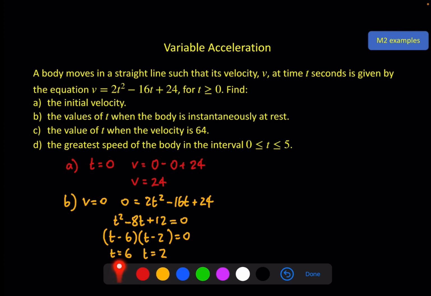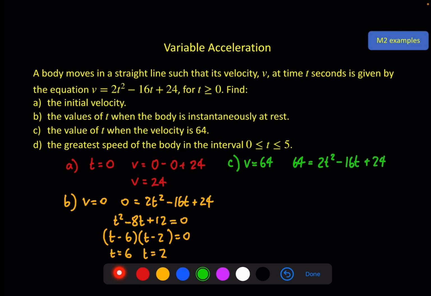Part C, find the value of t when the velocity is 64. Very similar. We just substitute in the value of v. In this case it's 64. So we get 64 as part of the equation that we have to solve.